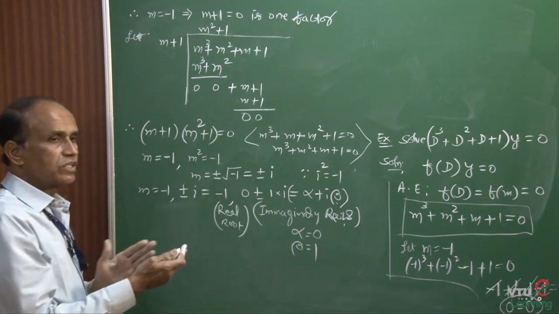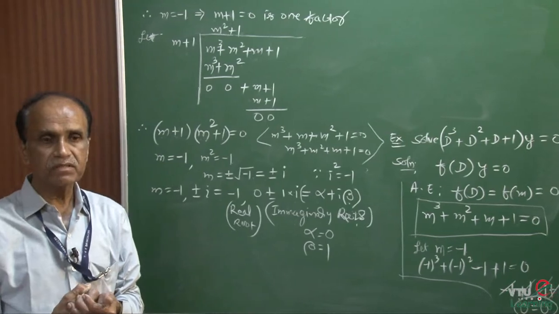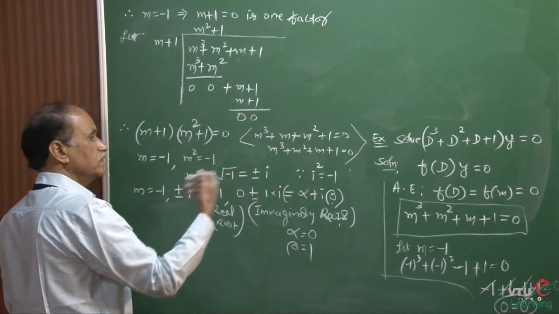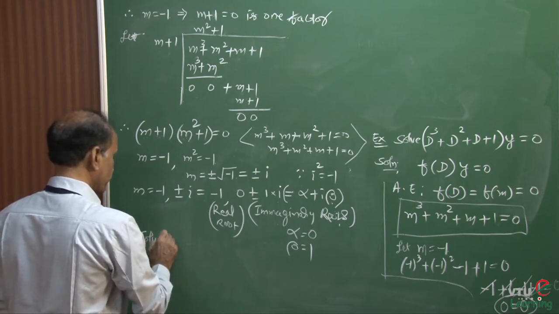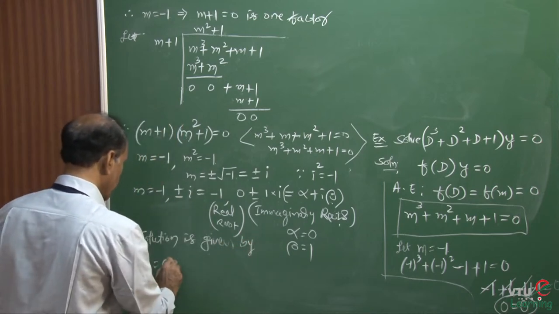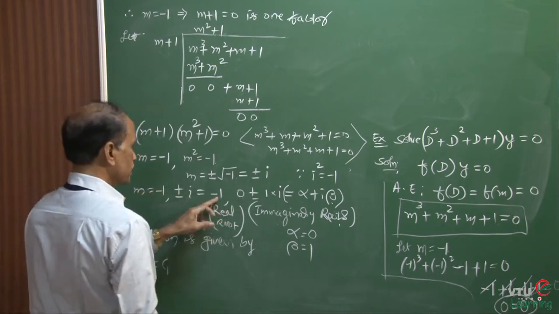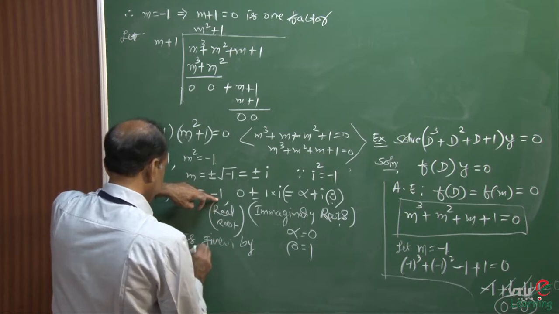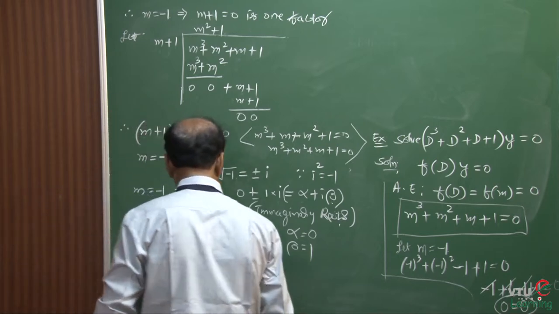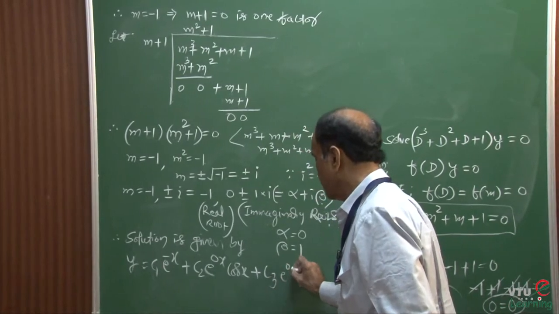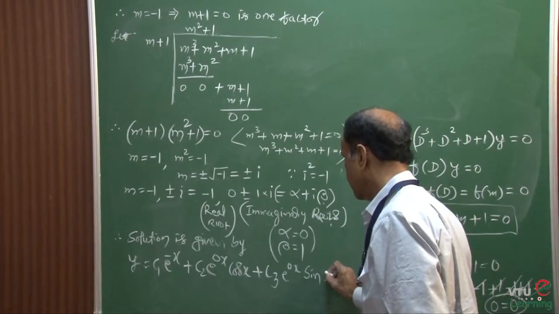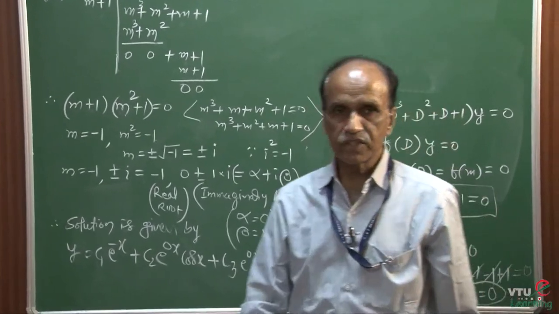Therefore, two solutions you are now putting in one statement, that means in one line, that is the final solution for this third degree auxiliary equation, that means the third order derivative given in the problem. Therefore, the solution is given by y is equal to c1 e to the power minus x plus c2 e to the power 0x into cos of beta x, means 1 into x, plus c3 e to the power 0x, because alpha is 0, and sine of 1 into x, that is sine of beta x. Therefore, beta is equal to 1.